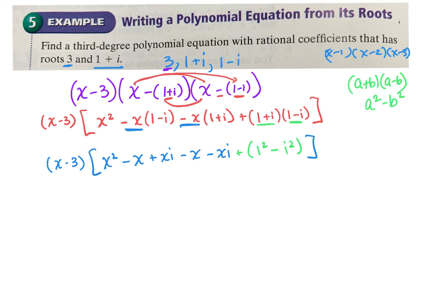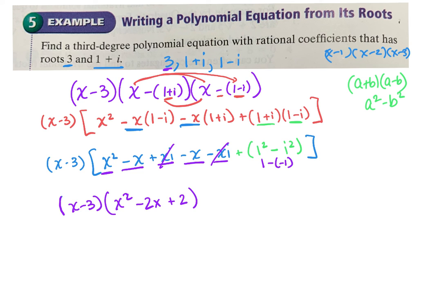Now let's simplify this piece of it. We're going to leave this x minus 3 alone. So x minus 3. x squared can't simplify, he's all by himself. We have a negative x and a negative x. What's negative x minus x? Negative 2x. We have a positive xi and a negative xi. What happens there? They cancel. What is i squared? So we have 1 minus a negative 1. What's 1 minus a negative 1? That's 2. See how pretty that works out? It's always going to work out nice and pretty.